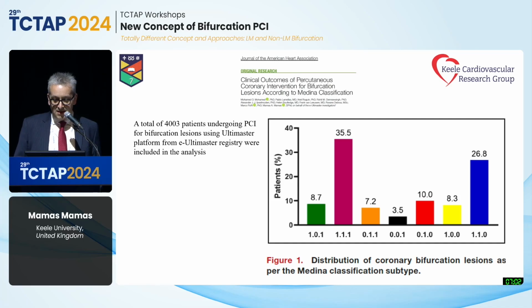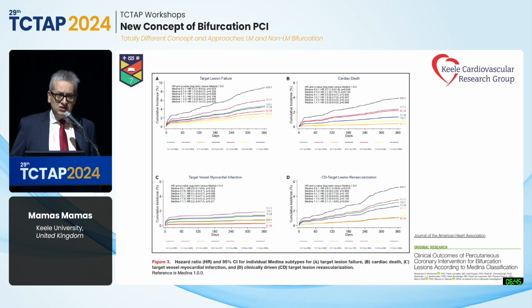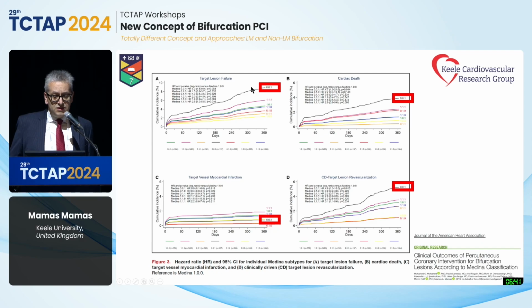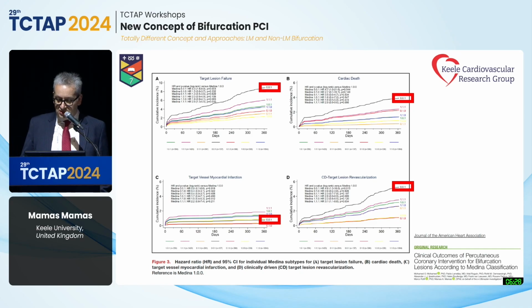And actually, if you look at the prognostic impact, having an ostial isolated lesion is associated with almost a 2.5-fold increase in MACE. This is data that we've published from the Ultimaster Registry, a contemporary drug-eluting stent platform, 4,000 patients undergoing PCI for bifurcations. Again, isolated side branch disease was found in about 3% of cases. Now, this is not benign. If you look at the Kaplan-Meier curves, target lesion failure, cardiac death, and clinically driven target lesion revascularization are highest in isolated side branch, much higher than the other lesions. So this is important.